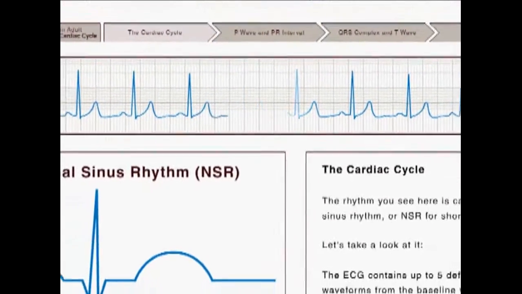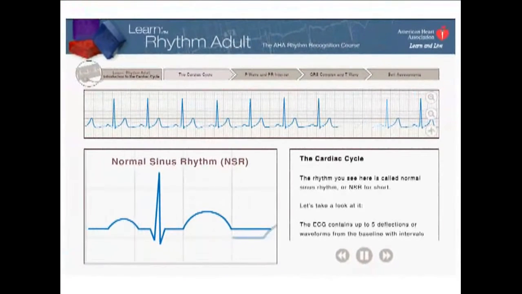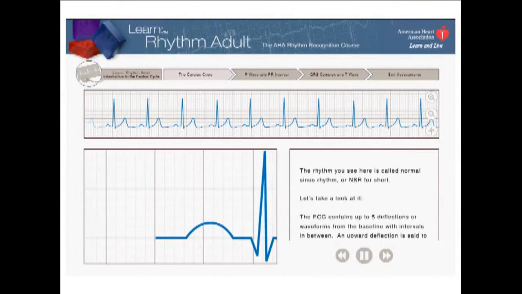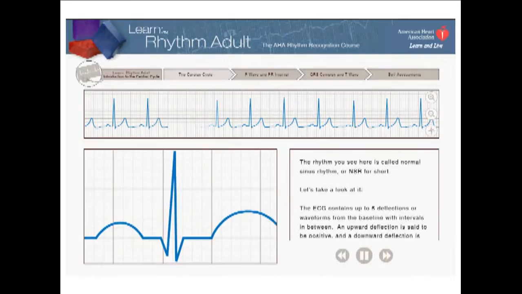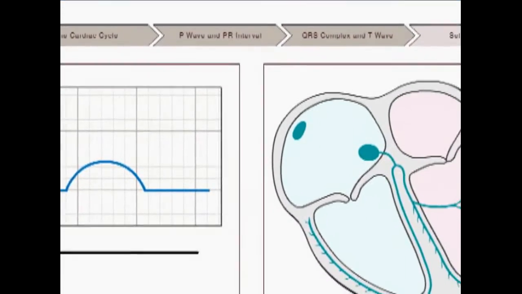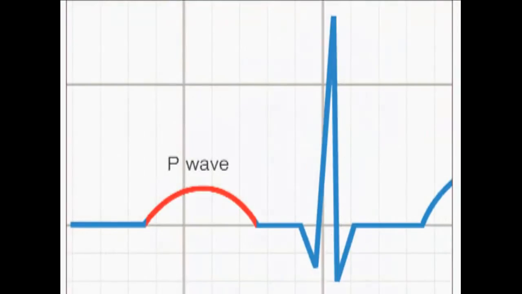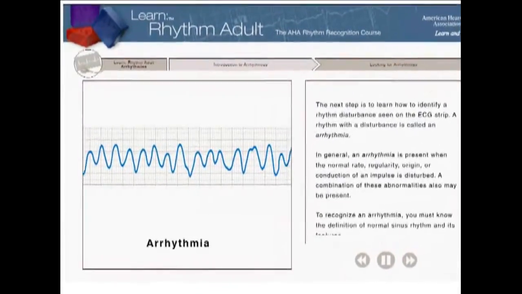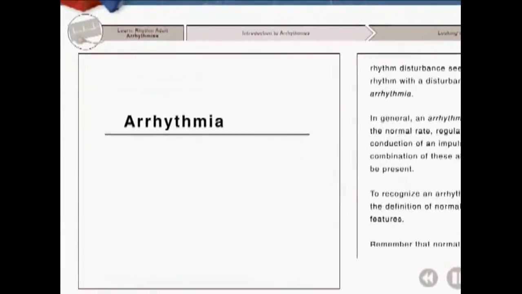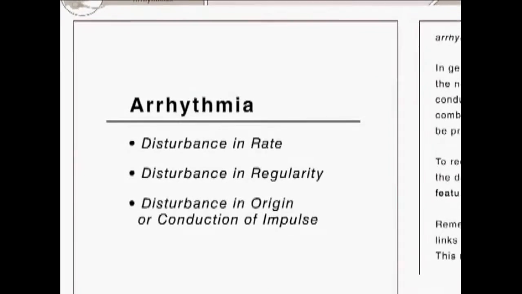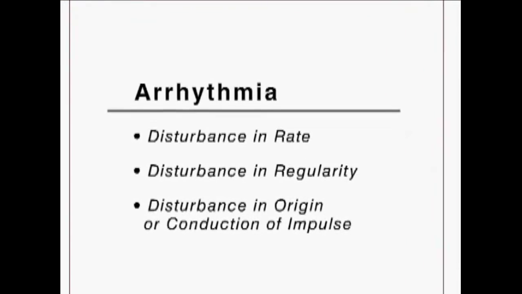The program consists of 4 parts. Part 1, the cardiac cycle, which introduces a basic understanding of rhythms and shows you how the ECG strip depicts cardiac impulses. Part 2, arrhythmias, which focuses on teaching the most common arrhythmias encountered in clinical practice.